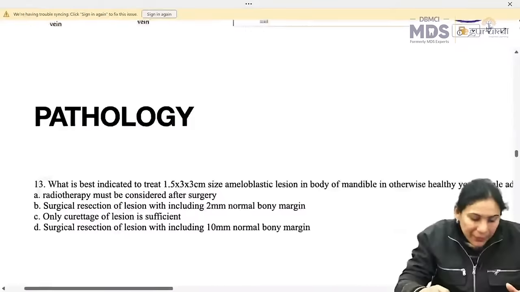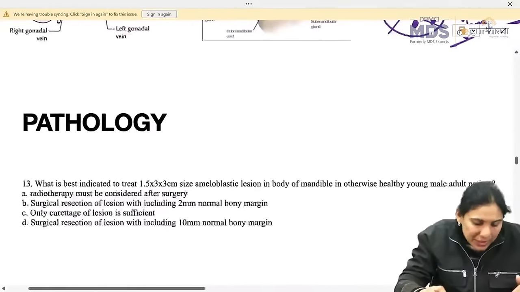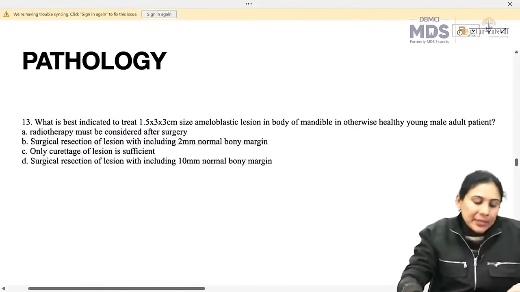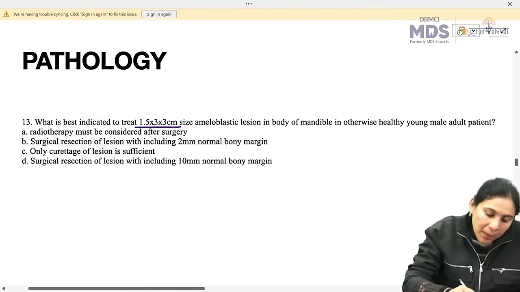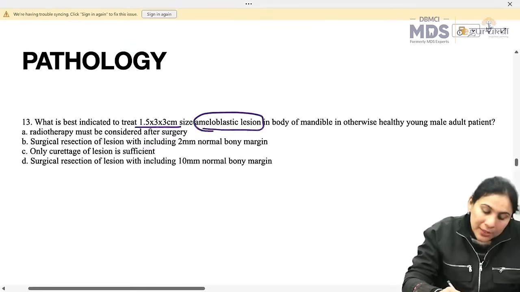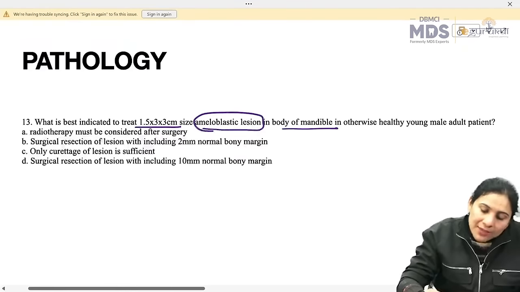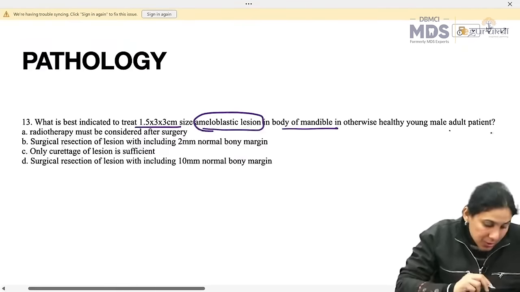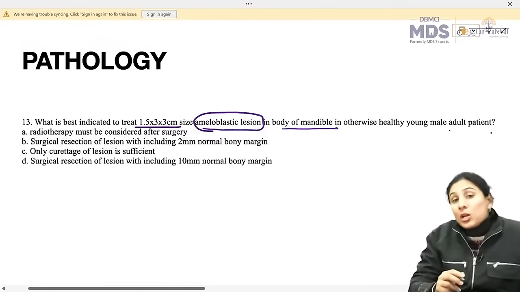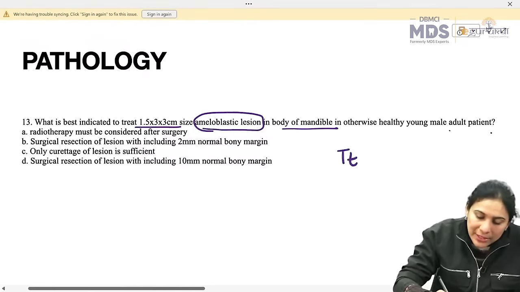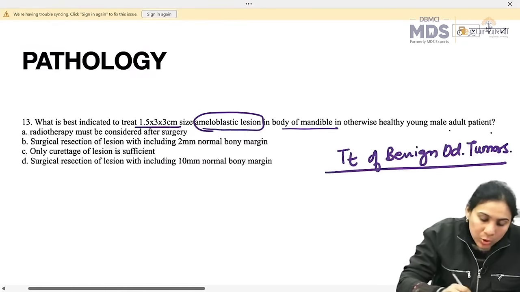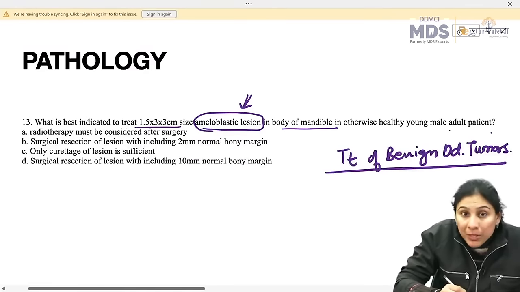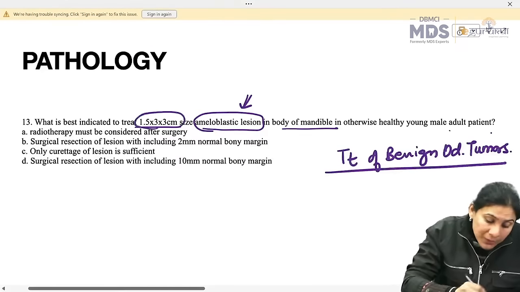Okay, coming to the next question, again a repeated question. What is the best indicated to treat a 1.5 by 3 by 3 centimeter ameloblastoma in the body of the mandible in an otherwise healthy young male adult patient? Now we all know the treatment of benign odontogenic tumors. We all know ameloblastoma is a benign tumor. This one is a small one.